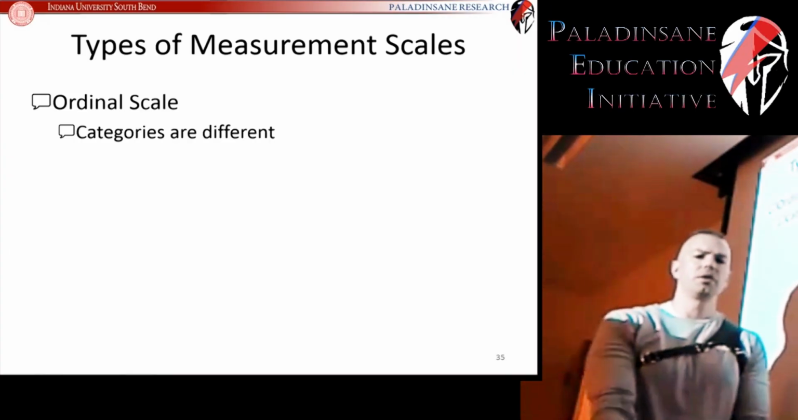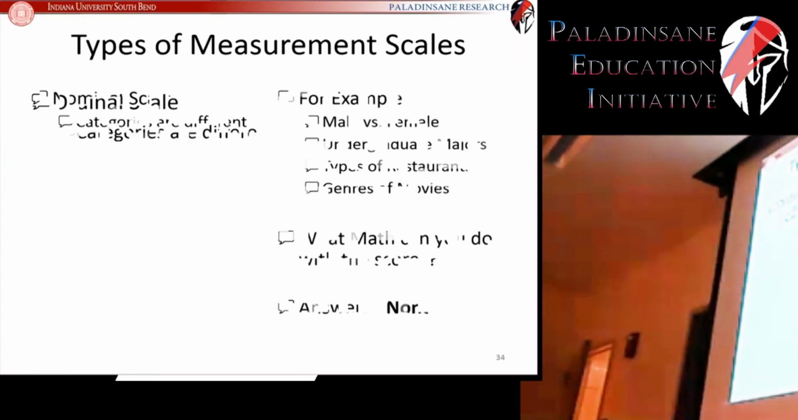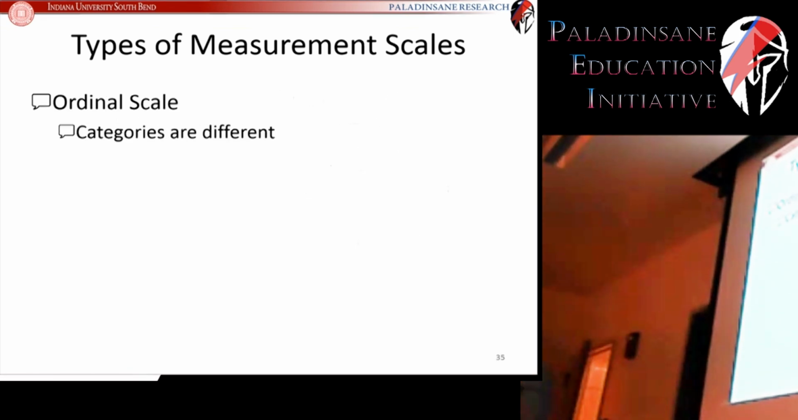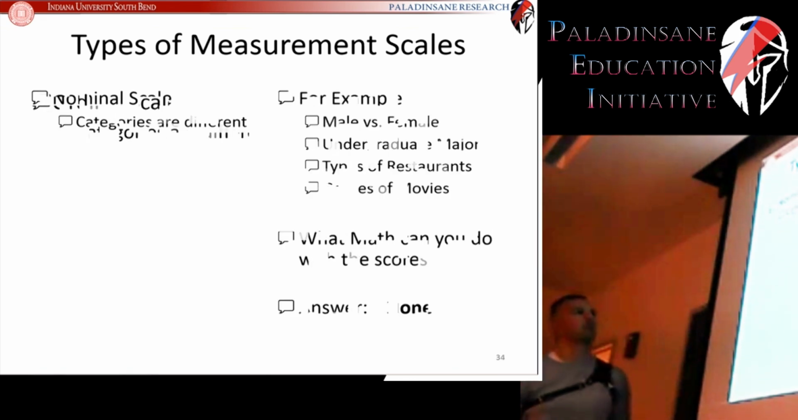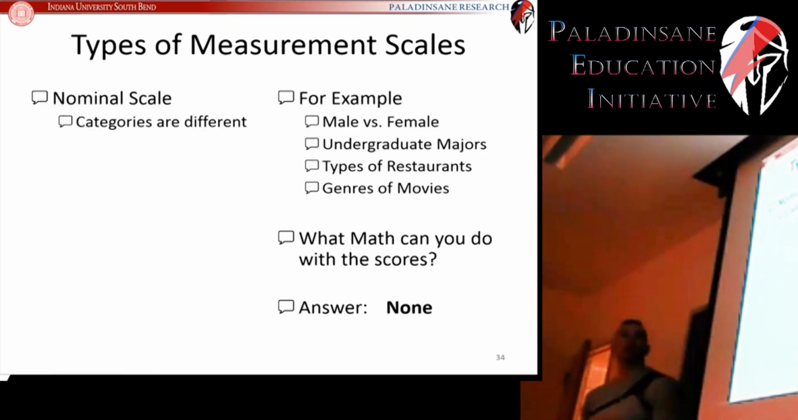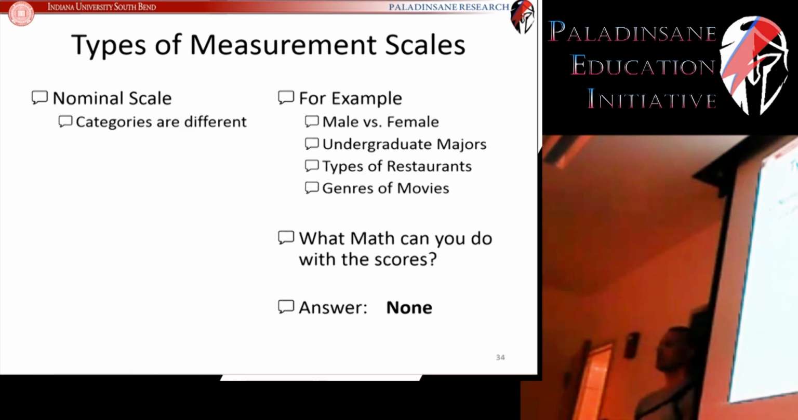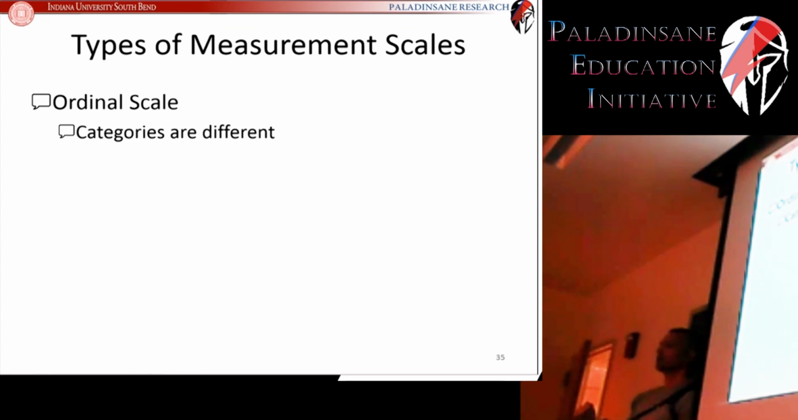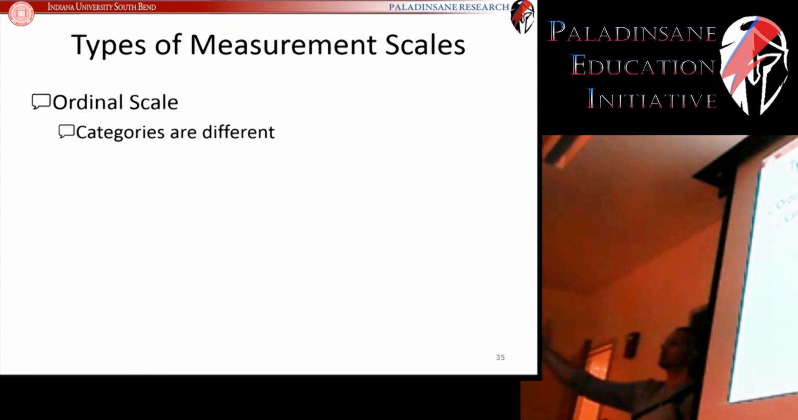All right, ordinal scales. Ordinal scales are one scale up from a nominal scale. And each subsequent scale is one scale up from the previous scale. And what that means is that each subsequent scale can do everything that the previous scale can do, plus one more thing.